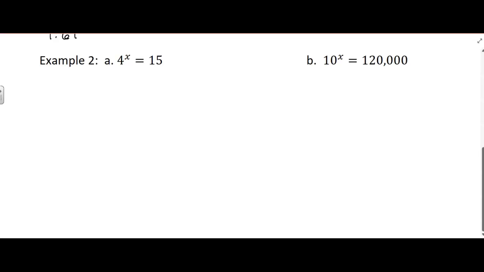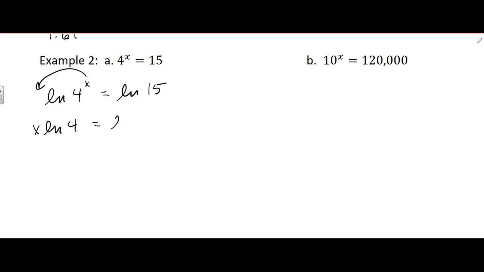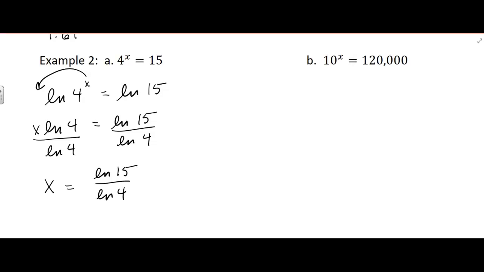Okay, so here we go. You've got 4 to the x equals 15. So you're going to take the natural log of both sides. Why aren't we using a common log? Because we don't have a base 10. It's a base 4. Okay, bring down the x. x times the natural log of 4 equals the natural log of 15. Divide both sides by the natural log of 4 because it's just a number. You're just dividing both sides by a number. And you get x equals the natural log of 15 divided by the natural log of 4. And that's the exact answer. I could put it in my calculator and get a decimal approximation, but I'm not going to.